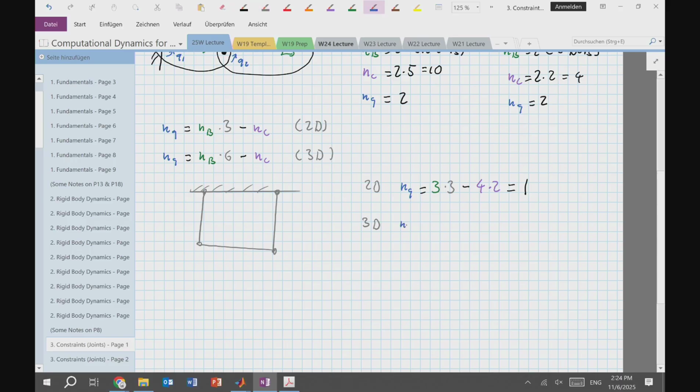3D. NQ equals. We still have 3 bodies that can move. It's a 4-bar linkage, but I basically excluded that 1 body that is bolted to the ground. 3 times 6 minus how many constraints in the 3D case? So it's still 4 joints. How many constraints per joint? 5. So how many degrees of freedom does this give us?